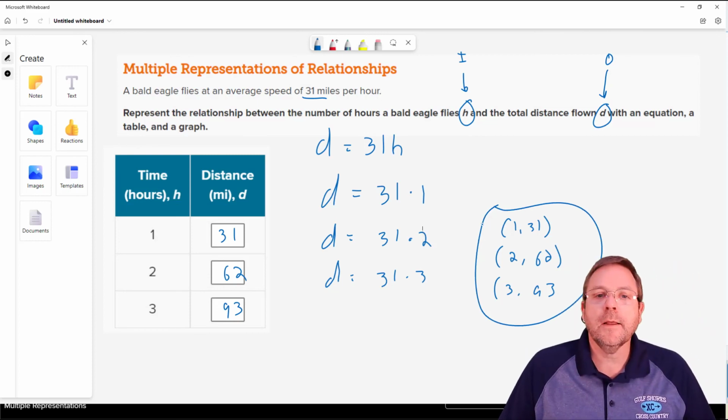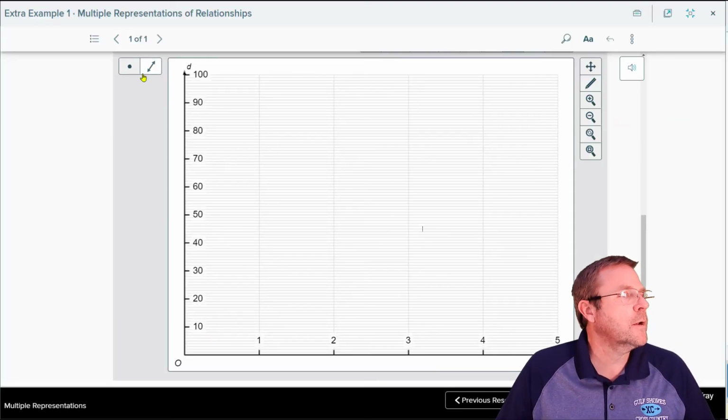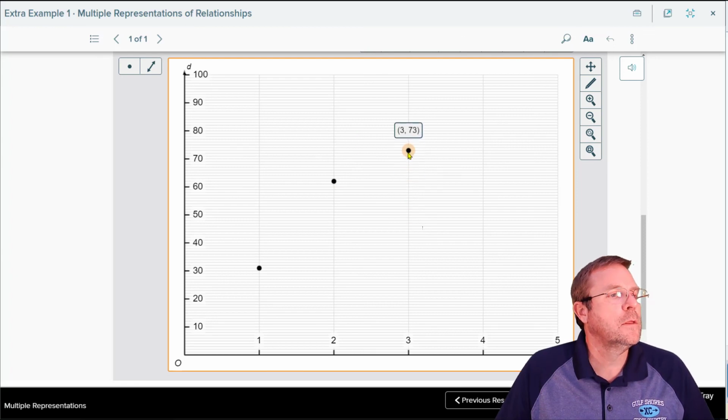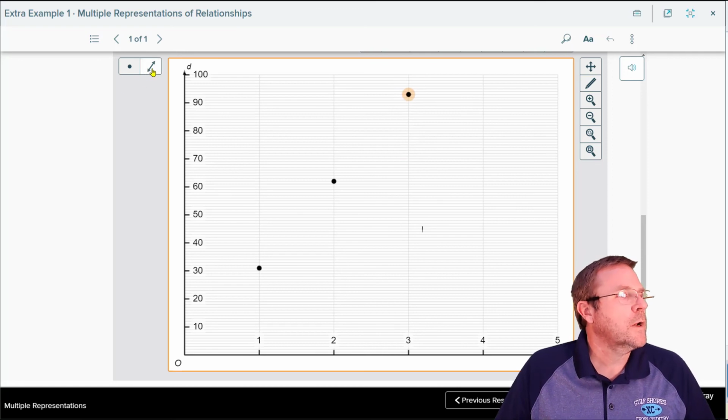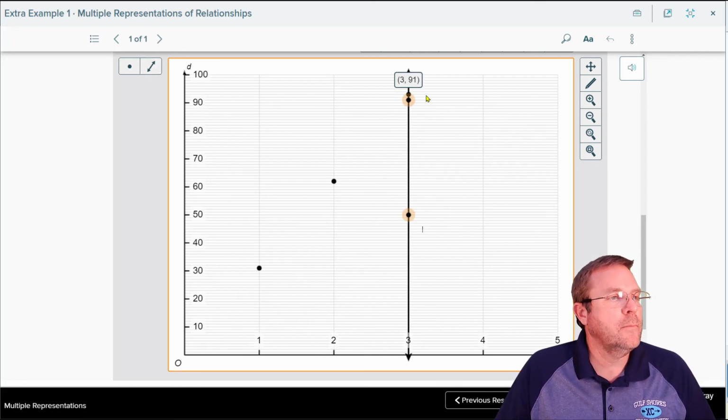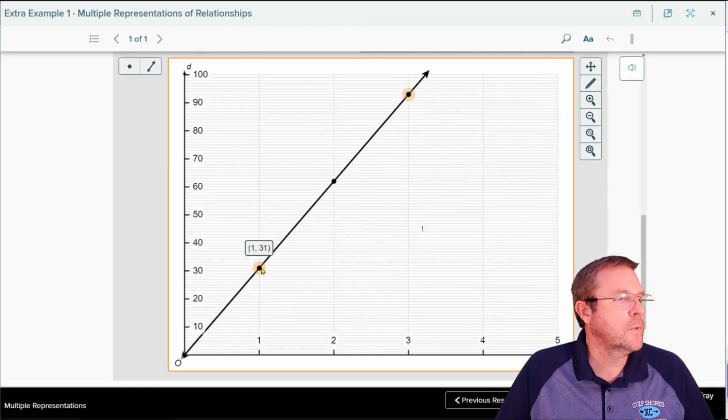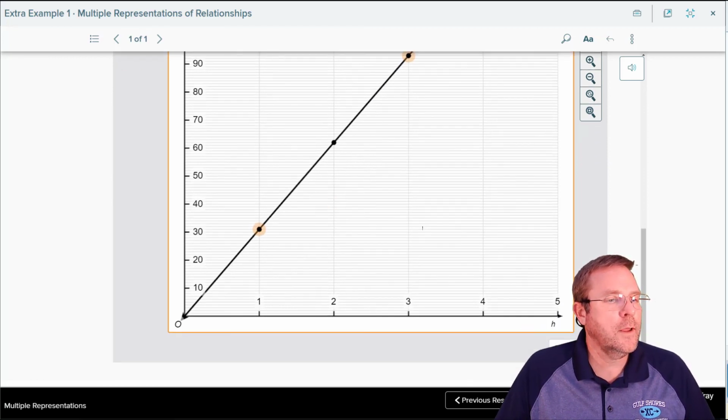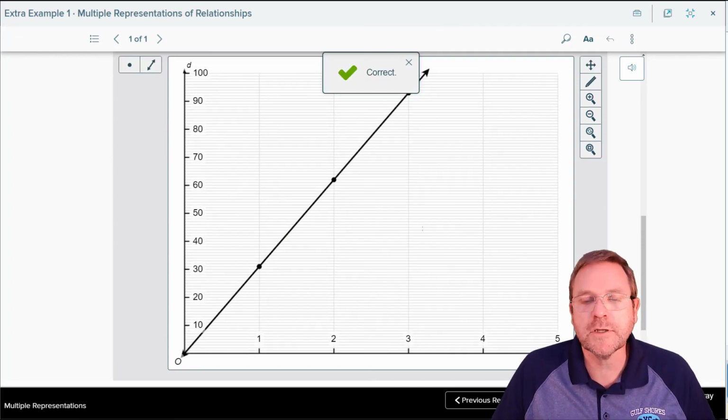To do that, I'm going to jump back over here. I'm going to get a dot, and I'm going to place it at point 1, 31. Another dot at point 2, 62. And our last dot at point 3, 93. We're going to connect these with a solid line because you can fly for half minutes and things of that nature. So there's our graph, and check it, and it all checks perfectly.